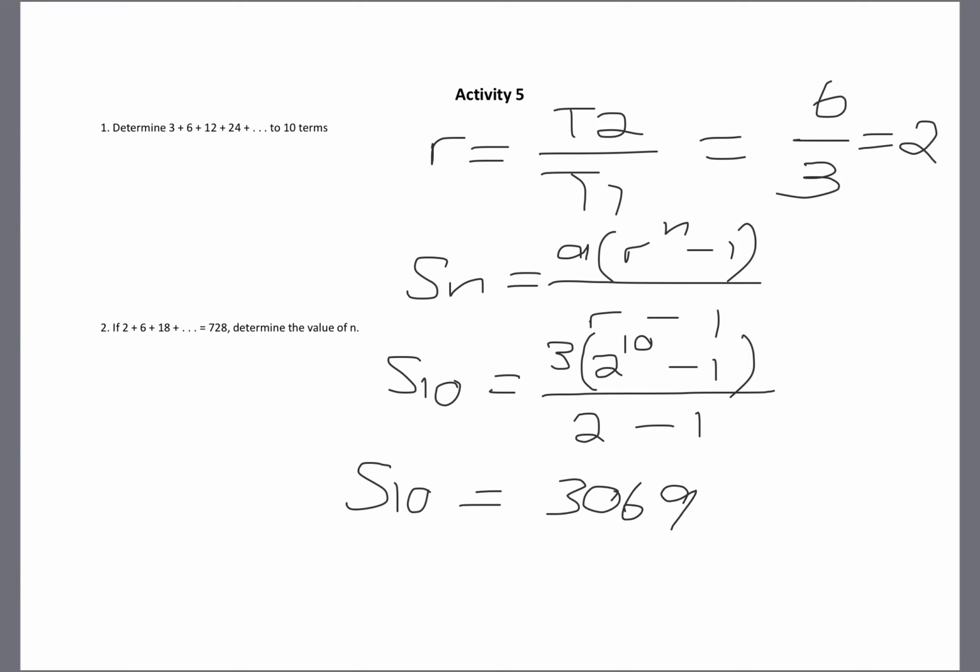So do you see what I mean? That if your R is more than 1 and if your R is less than 1. So just remember that. Okay, great. Now let's move to question 2. It says if 2 plus 6 plus 18 is equal to 728, determine the value of n. So we start by determining what my r is first. So we're going to say r is equal to T2 over T1, which is equal to 6 over 2, which is 3, right?